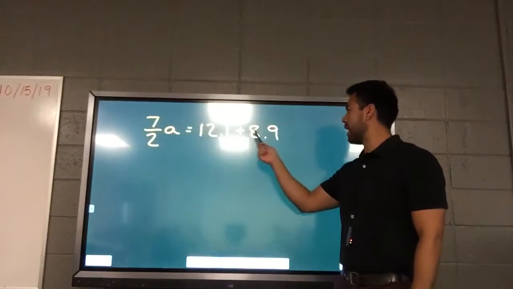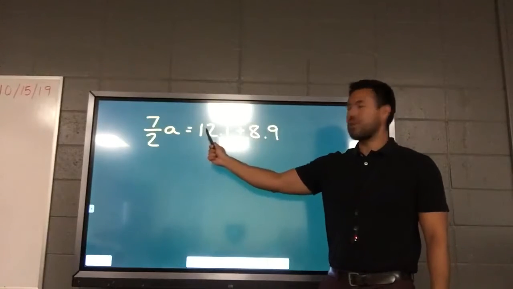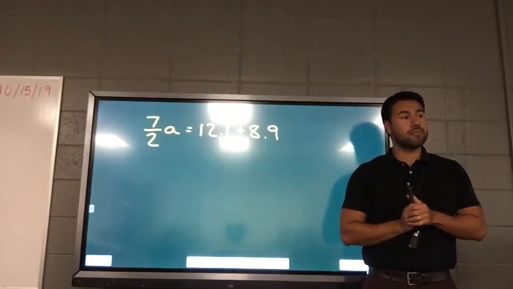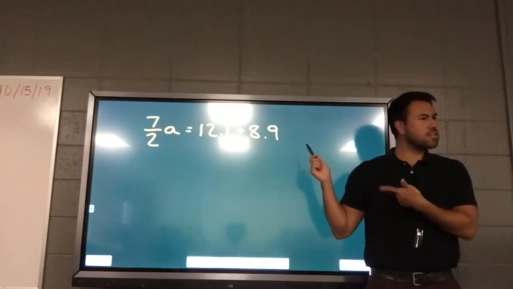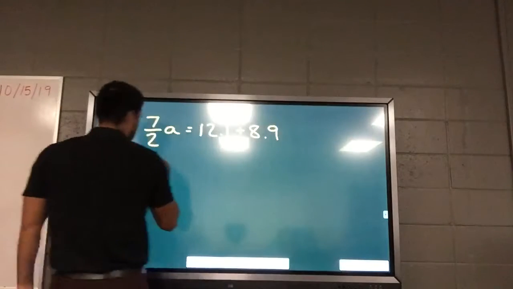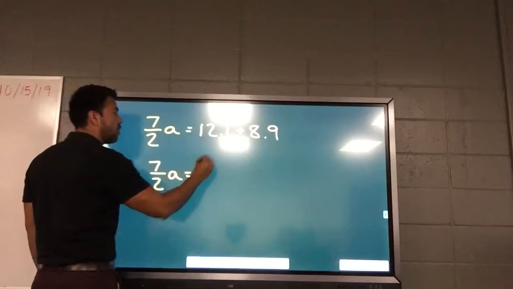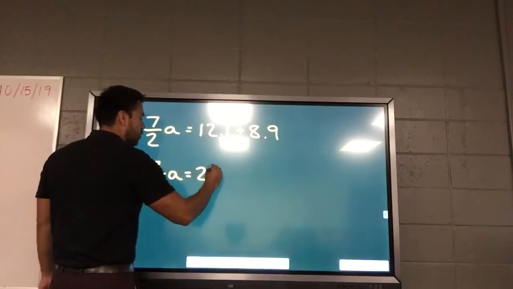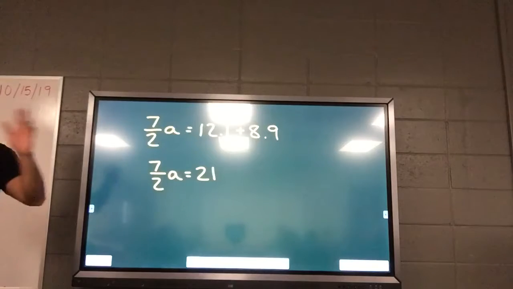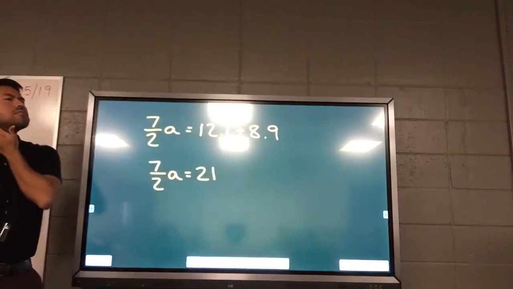But do you notice the right side? Do you notice anything here? Kate, what do you notice between these two numbers? It's an addition. Can you just add those? Are you allowed to just add those? All right, add them. So I get 7 halves A equals 21 when I add these together. Oh, wait. But if I add it on one side, don't I have to add on the other?